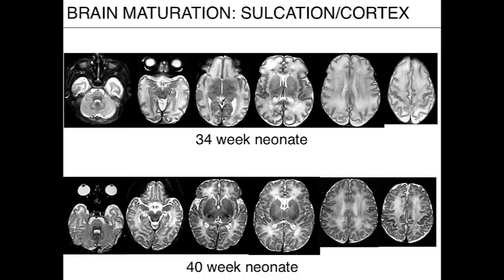You can see you have many more sulci. The sulci are much more complex. And then on the images below at term already, you can see that the sulcation pattern is even more complex compared to 34 weeks. And so that's with continuation of sulcation pattern, primarily with tertiary sulcation.